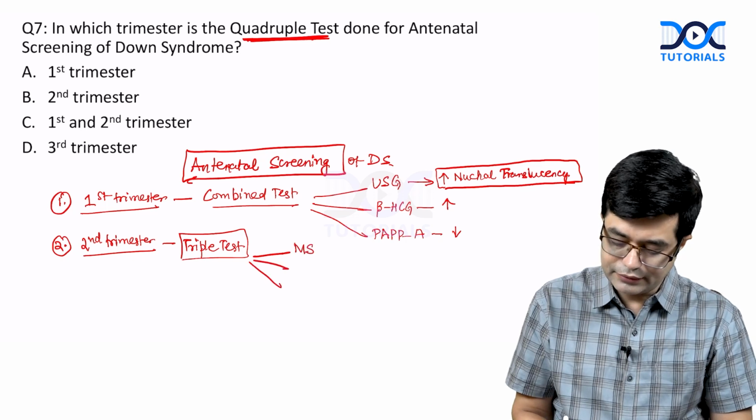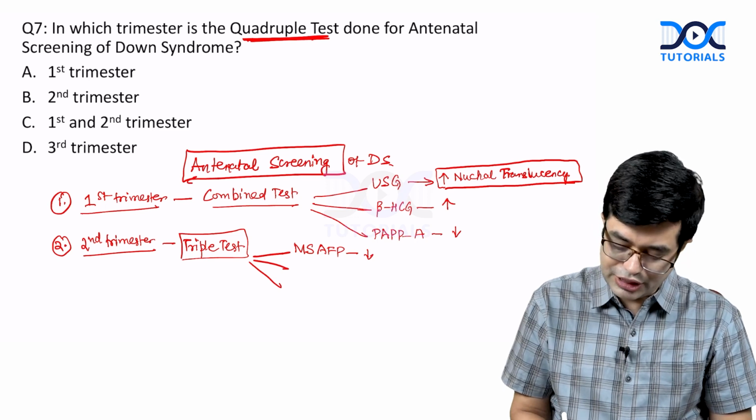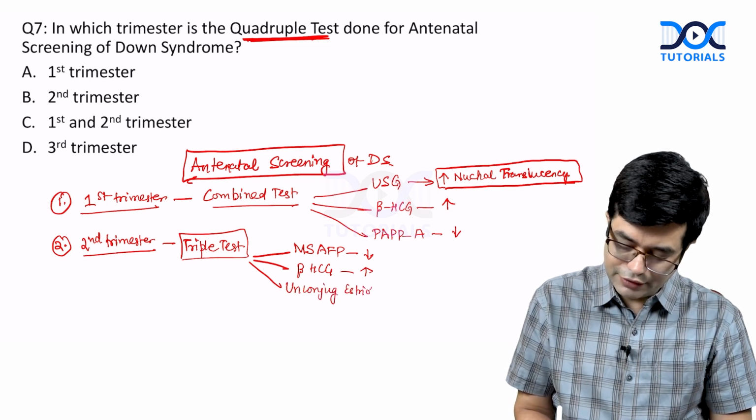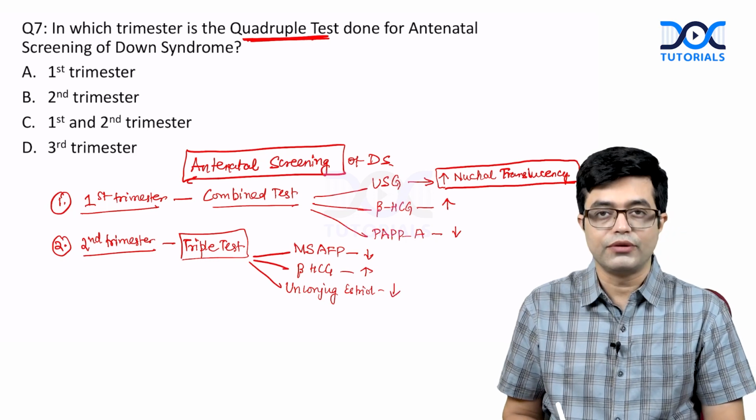Maternal serum alpha fetoprotein, which will be found to be reduced. We will check for beta HCG, which will be found to be increased. And you will check for unconjugated estriol, which will be found to be reduced.